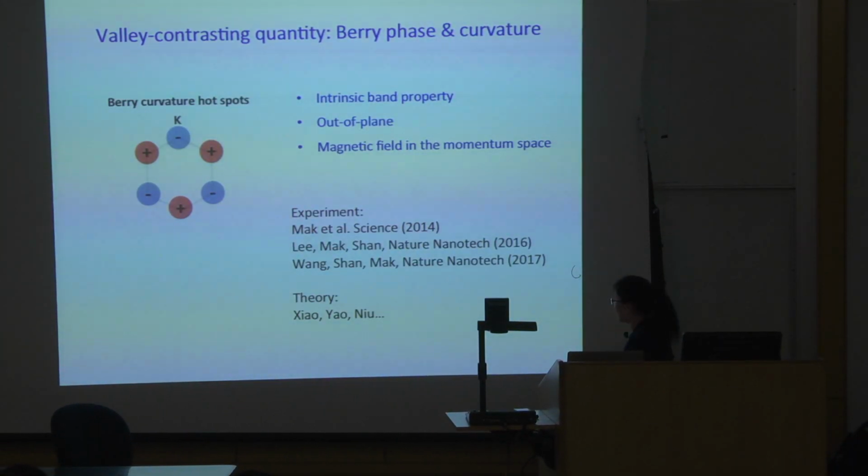Okay, so just to summarize what I said. This is an intrinsic band property. If you have the right symmetry, you will have it. And for two-dimensional materials, Berry curvature is out of plane. You can think of this as a magnetic field in the momentum space. And there have been experiments showing that this is not imagination. This is something real, okay?